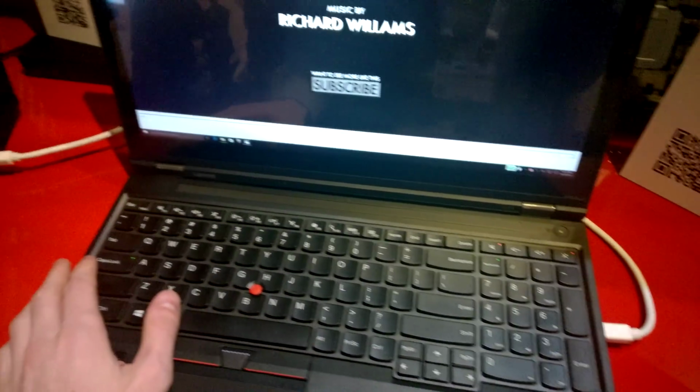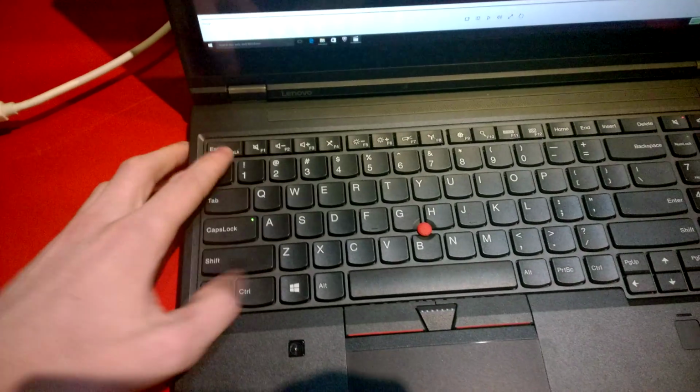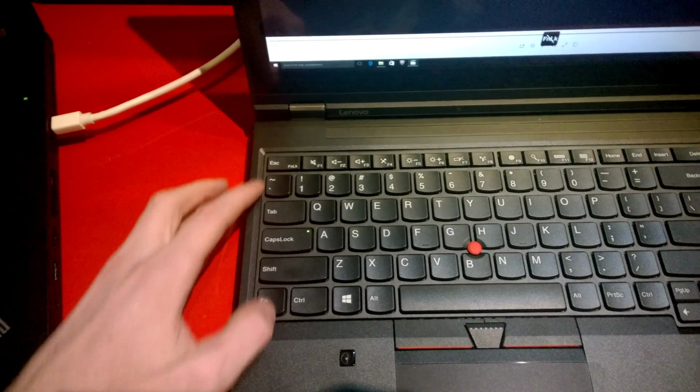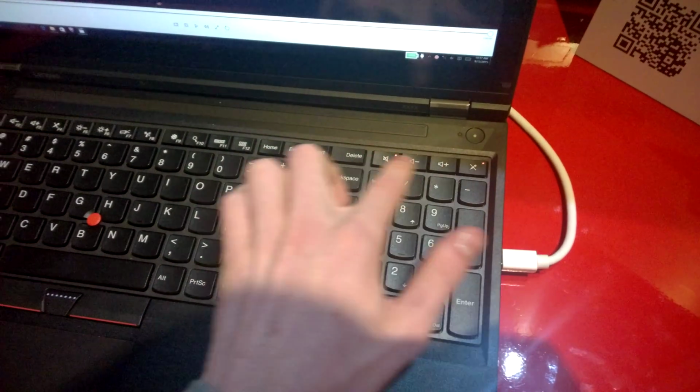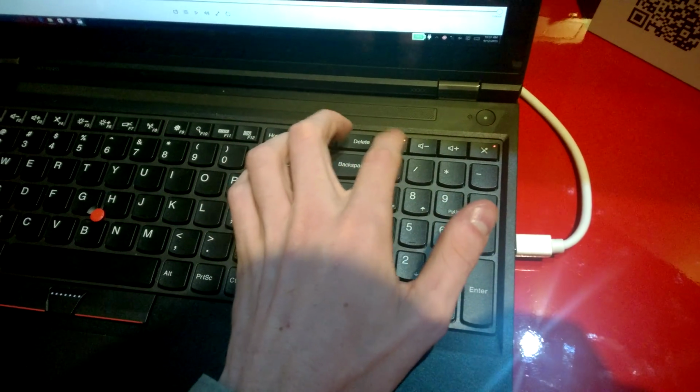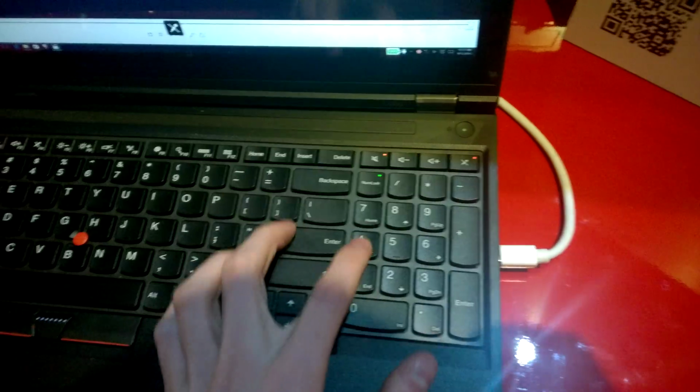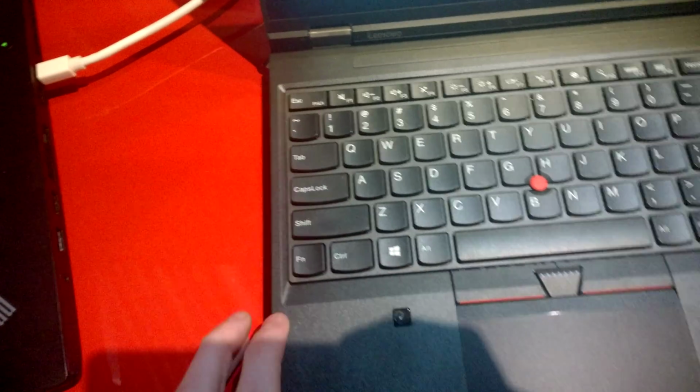Okay, let's start with the keyboard. We have a status indicator for the media function key or the function key row, dedicated volume buttons over here, num lock indicator, caps lock indicator. The keyboard is really great. Also here is another status indicator right over there.